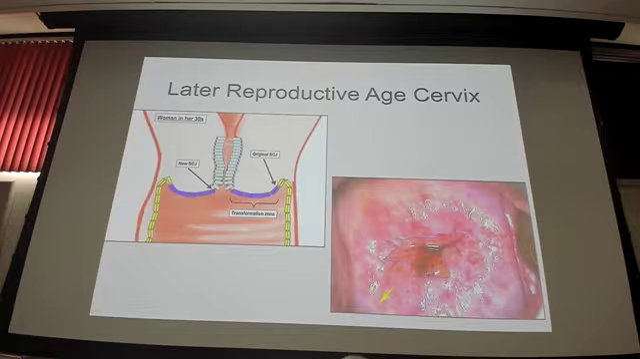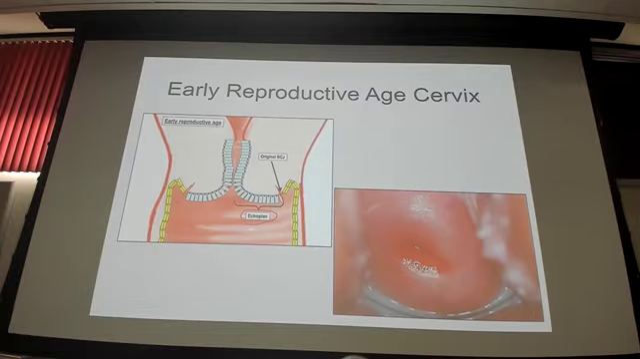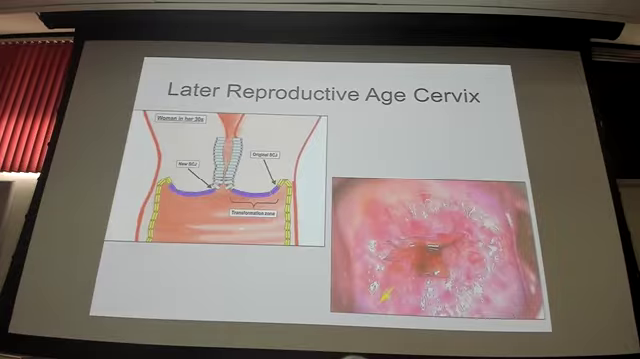Now in this case, the columnar cells have moved, but we still don't have any real transformation zone. We just have columnar cells growing outward. In this case, later reproductive age, with longer exposure, we have an actual transformation zone. And the transformation zone is from here to here.